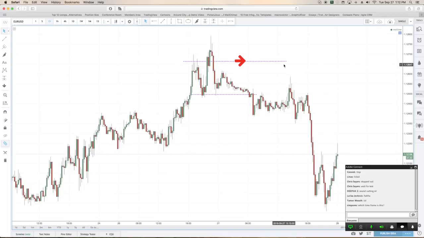Which time frame is this? Let me open this up here. This is on the 15-minute chart that I'm looking at. You guys can see it on the left now, 0 USD on the 15-minute time frame.